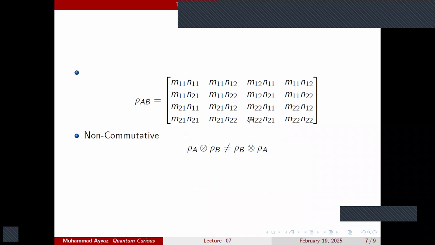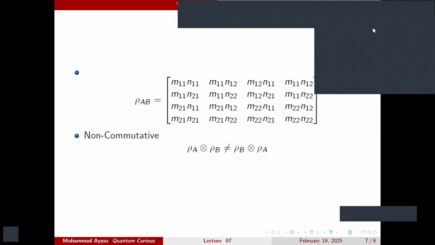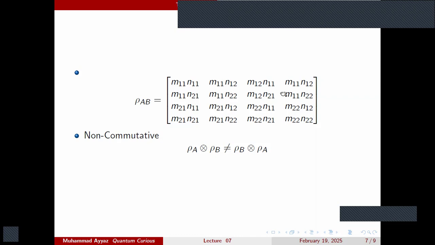So as we know that the matrix multiplication is non-commutative, similarly, the tensor product of two density matrices or multiple density matrices is non-commutative. So if we change the order of the tensor product of the given two matrices, we will end up with a different result. So we have to take care of that fact in our calculations.